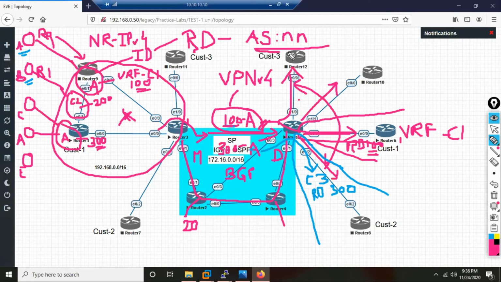Now this should ring bells. Do you know what this is? Can somebody tell me the meaning of this? This is not something new. We have already done this, I have already explained. It is extended community in BGP.